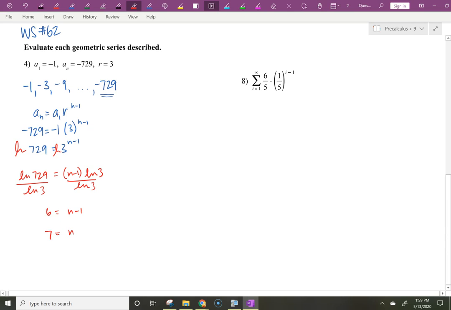So why does that help us? Well, what is the formula? The sum of the first 7 of a geometric series is the first term. Maybe I'll write the formula. a_1 times (1 minus r to the n) over 1 minus r. That's why we needed it.